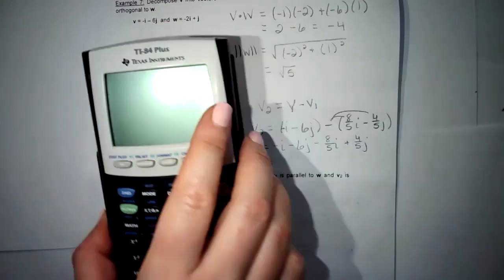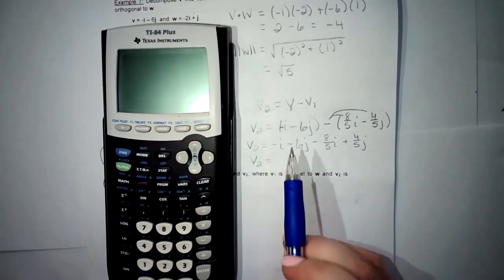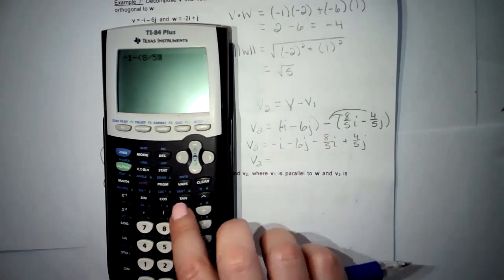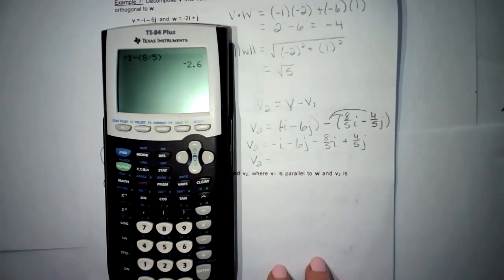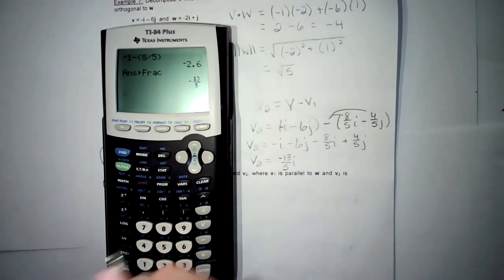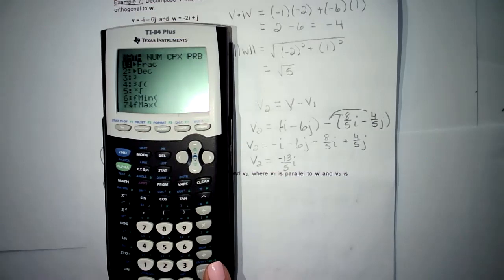So let's just look at how to do that. Okay, here we go. See if we can remember. For my i component, I'm going to take negative 1, minus, and then in parentheses, I'm going to put 8/5 and hit enter. Then I'm going to go to math, frac. So negative 13/5 i. Now for j, I have negative 6 plus parentheses 4/5, enter, and then I go math, frac.